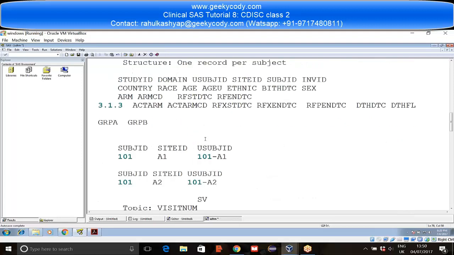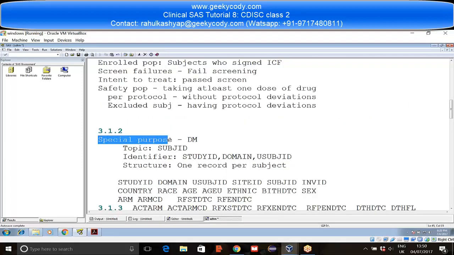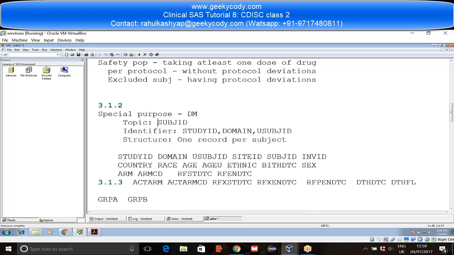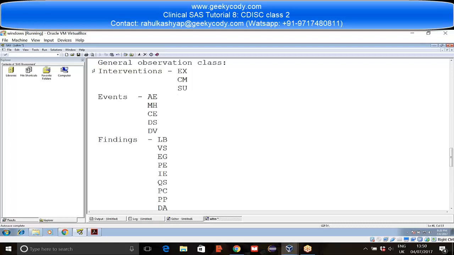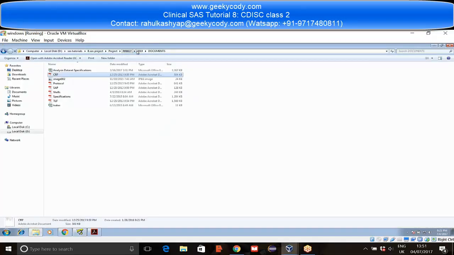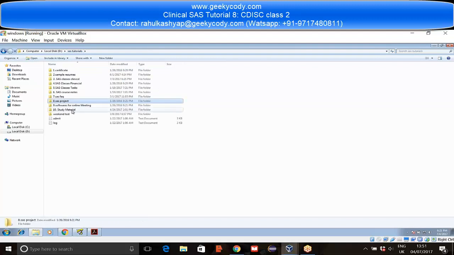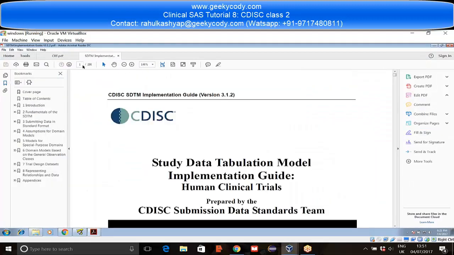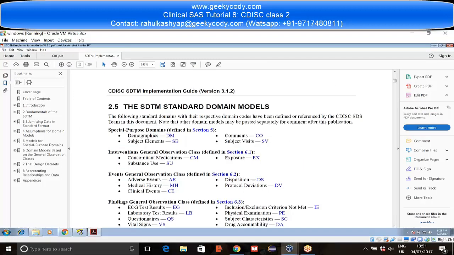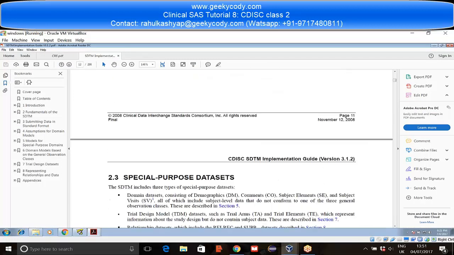So now I think we have completed the special purpose domains, the special purpose class. Tomorrow let's discuss interventions and each and every variable. Also just go through the SDTM implementation guide once. I think I have sent it to you already. Here everything is listed. If you go to page number 13, whatever information I told you is also there.